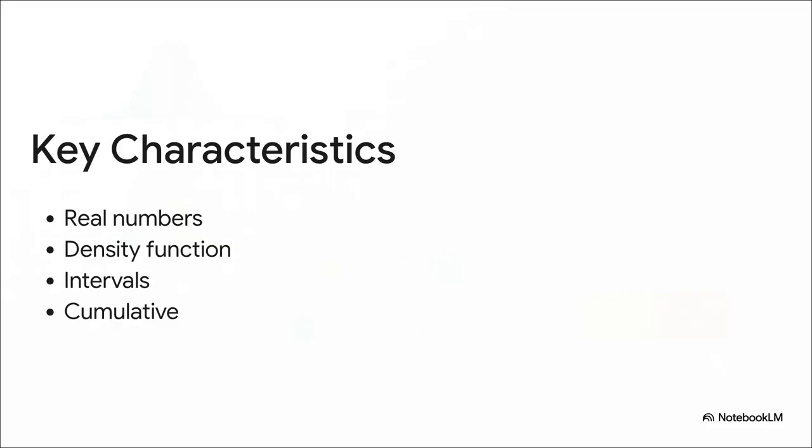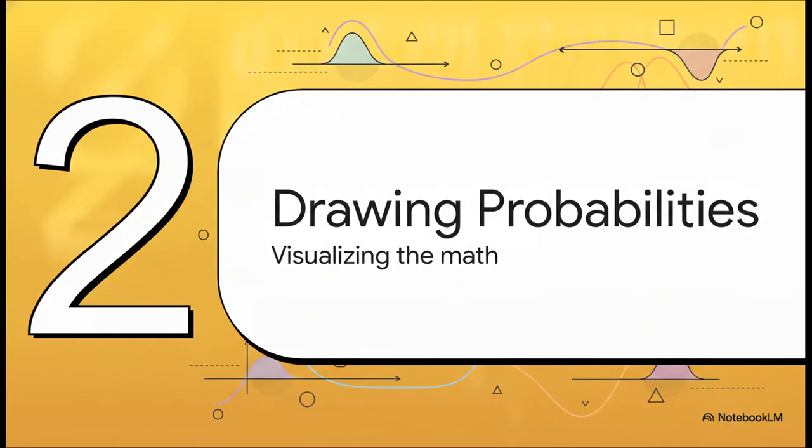Now, the source gives us a few super simple ground rules for how these continuous variables behave. First off, their values belong to real numbers. So, decimals and fractions are completely normal here. Second, they use what's called a probability density function. It sounds fancy, but it's really just the mathematical model that creates that smooth, continuous curve on a graph. Third, we calculate probabilities over intervals. We're looking at the chance of a result falling between 2 points, not just hitting one single exact dot. And finally, we calculate cumulative probabilities, which simply means adding up the total probability across an entire range. Let's transition from those abstract rules into visual reality.